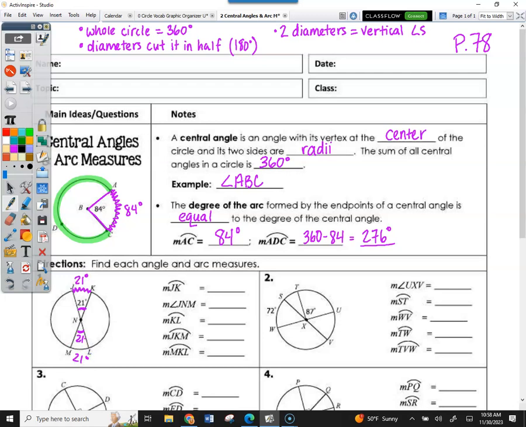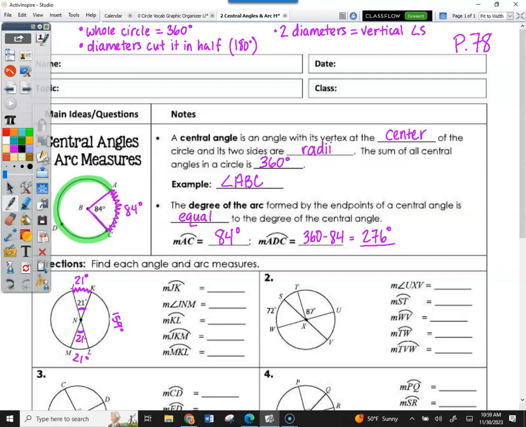Diameters cut the circle in half. Now here's where you have to get good at muting out info. This is why my board is helpful, because I can highlight and erase the highlighter. I want you to focus on 1 diameter. What does this measure? 180. What chunk does this measure? 21. Do I have enough to find the other chunk? Yes. 180 minus 21, which would be 159. So this is 159.